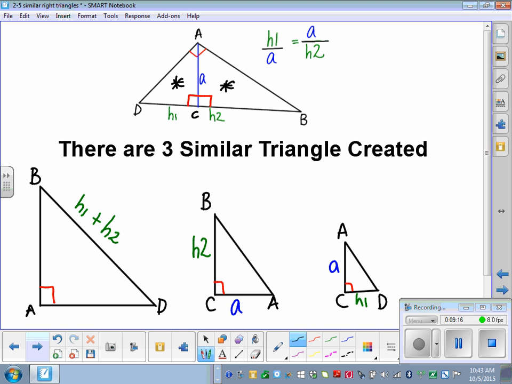Couldn't we set up the ratio of corresponding sides very easily looking at this? This side corresponds to this side, right? This side corresponds to this side, right? The hypotenuse corresponds to the hypotenuse. So I'm hoping that'll be better.